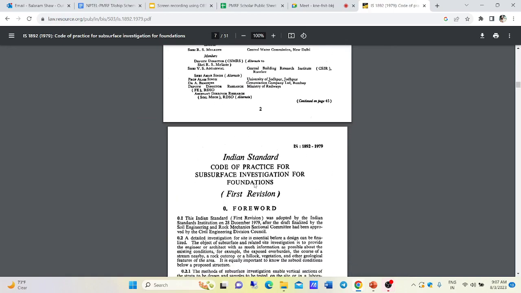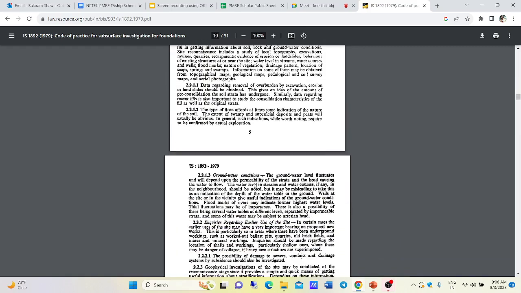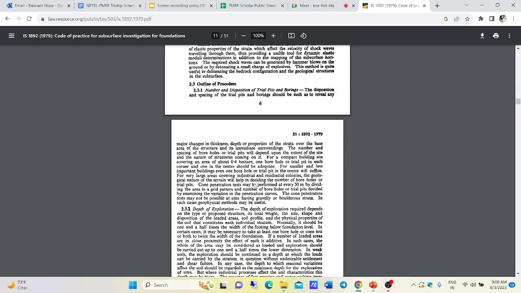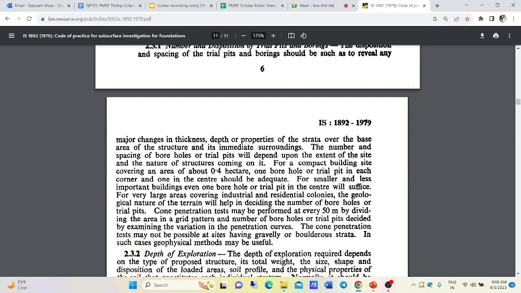So IS 1892 was for the multi-storey building, remember, right? See here, if you read, for a compact building site covering an area of about 0.4 hectare, one borehole or trial pit in each corner and one in the center should be adequate. So here, see, they are saying the minimum number of boreholes. Again, for smaller and less important buildings, even one borehole or trial pit in the center will suffice. For very large areas covering industrial and residential colonies, the geological nature of the terrain will help in deciding the number of boreholes or trial pits. Okay, like this, the number of boreholes are mentioned in the IS code.